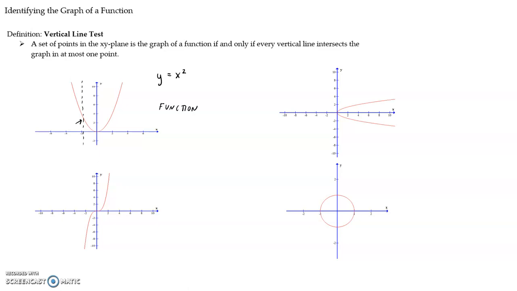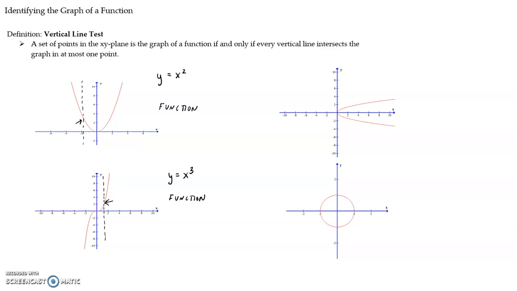Let's go ahead and take a look at a second example. This time we're going to go ahead and use the y equals x cubed graph. And we'll go ahead and draw our vertical line through our graph. You'll notice that it touches or crosses right here on our graph. It only crossed one time. So this would be an example of something that is a function.